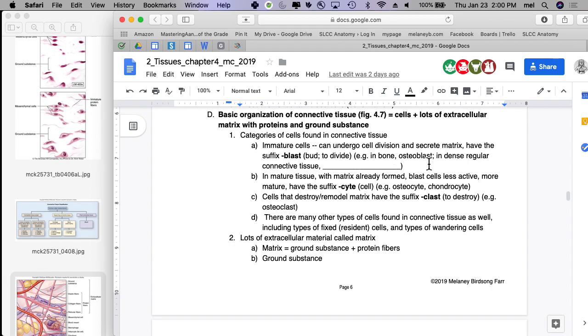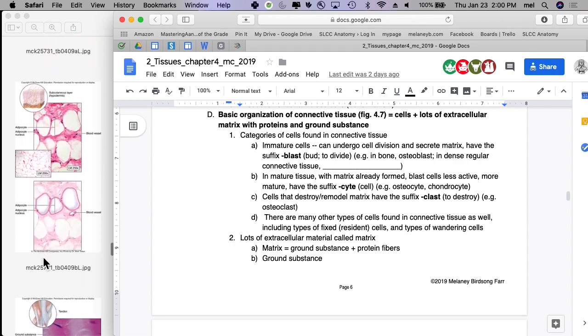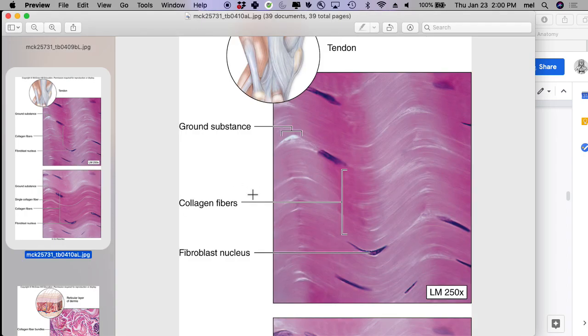So in bone, you have osteoblasts. In dense regular connective tissue, did you guys learn this yet? It usually doesn't stick the first time you hear it. These cells are called, right here, fibroblasts. What have they been doing their whole life? Making some fibers around them, exactly.